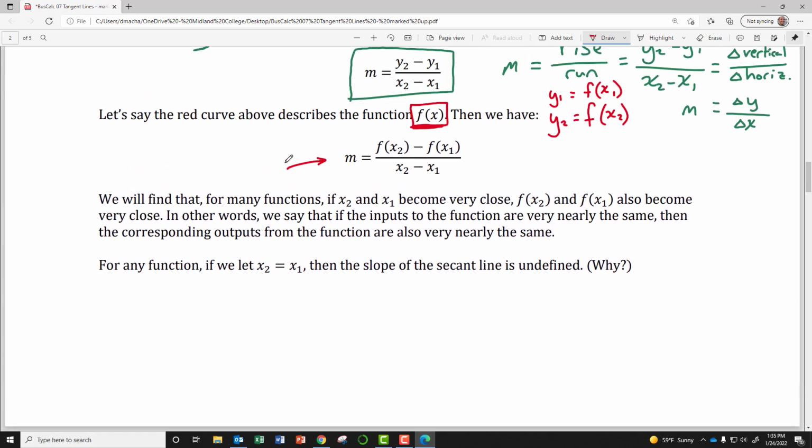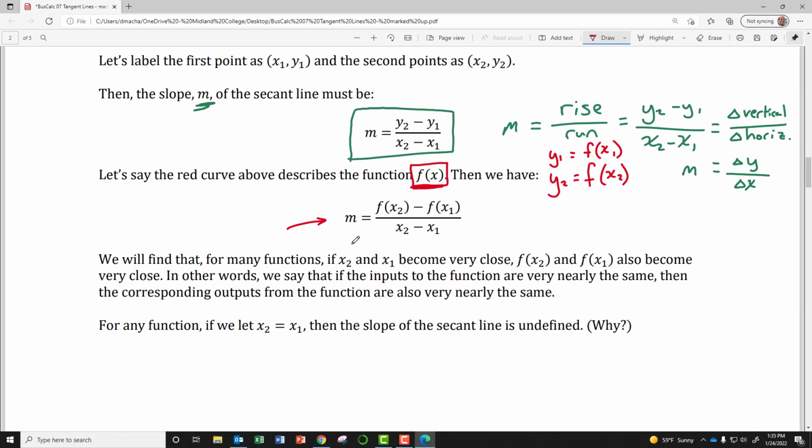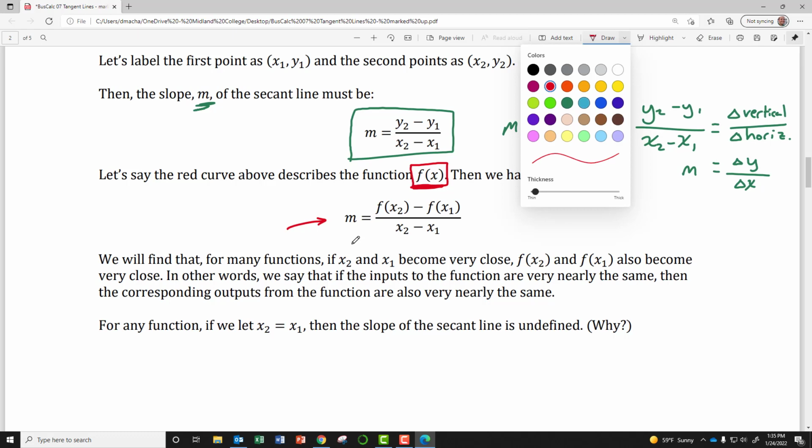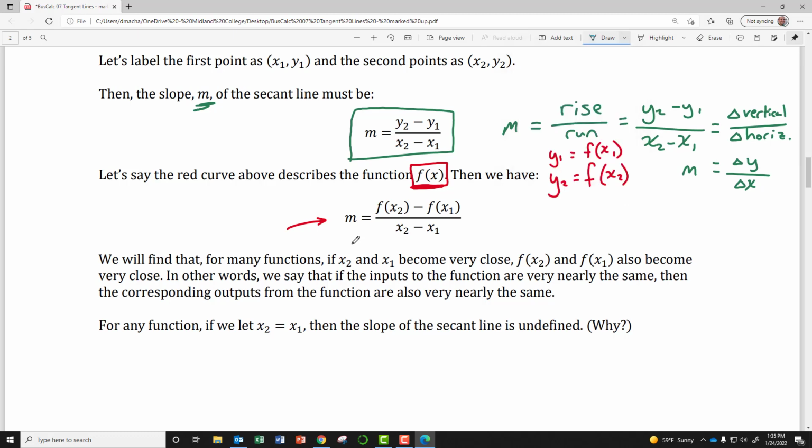Now what we're going to find is that for many different functions, whenever x2 and x1 become very close to each other, a lot of times those output values, f of x2 and f of x1, also become very close. And this isn't true for all functions. You can think of functions that are a little bit pathological, some very misbehaved functions where this isn't the case. But for most of the functions we're dealing with in this class, whenever you have very similar inputs, you're also going to get very similar outputs of a function.